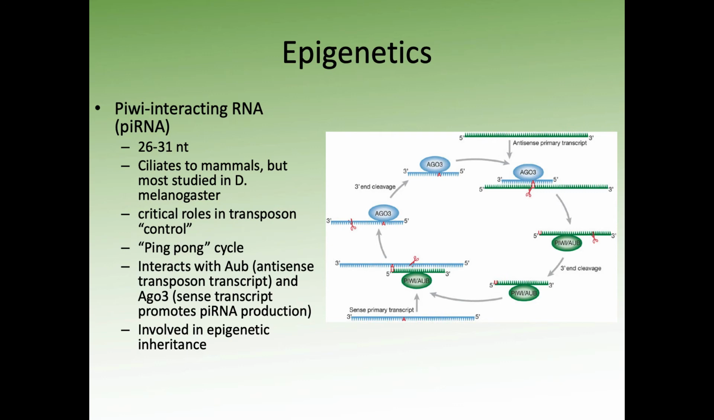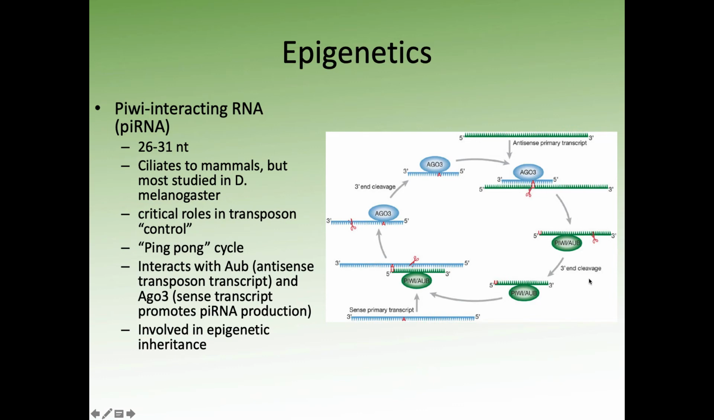Another classic example is that of piRNAs, or piwi-interacting RNAs. These are very small RNAs, 26 to 31 nucleotides. They're widely found in everything from ciliates to mammals, but they've been heavily studied in Drosophila melanogaster. Their critical role is in the suppression of transposons, and they have this ping-pong like cycle where you have a sense and antisense primary transcript. It's almost like a game of Pong, bouncing it back and forth, right? Where you've got this antisense primary transcript.